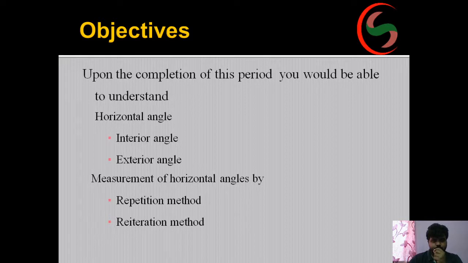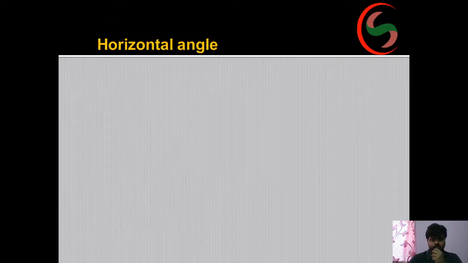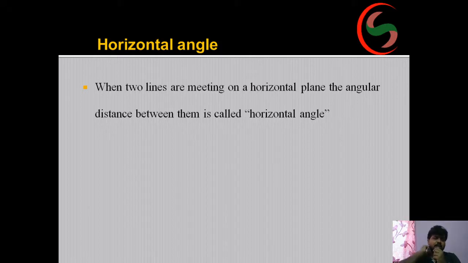In this horizontal angle, when do we call that angle an interior angle and when do we call it an exterior angle, and what are the methods involved in the measurement of horizontal angles by theodolite instrument. First of all, what do you mean by horizontal angle? When two lines are meeting on a horizontal plane, the angular distance between them is called a horizontal angle.